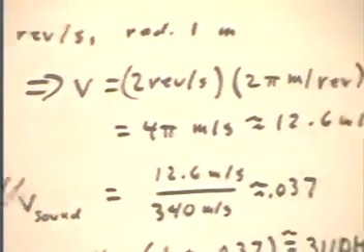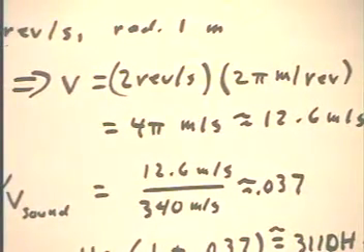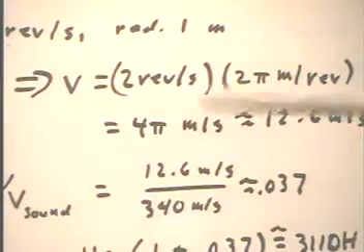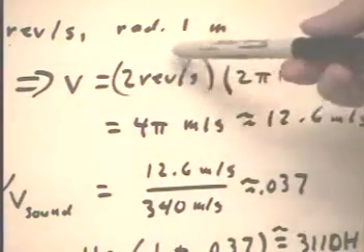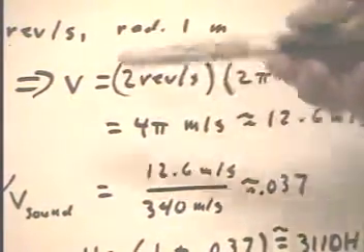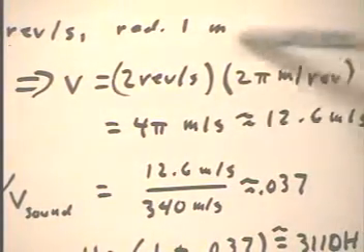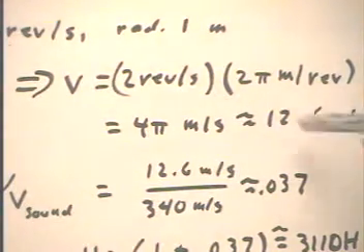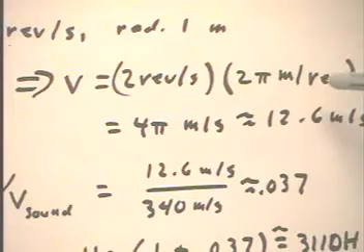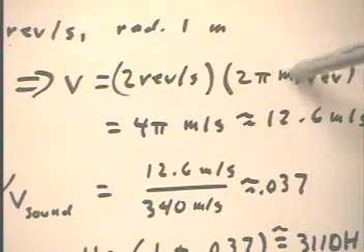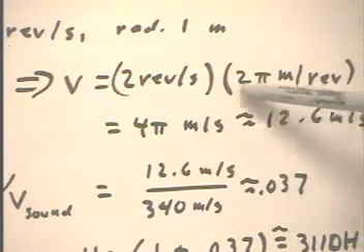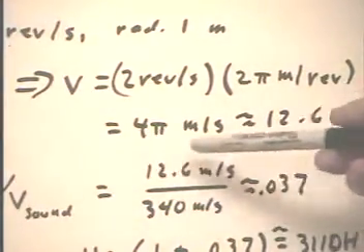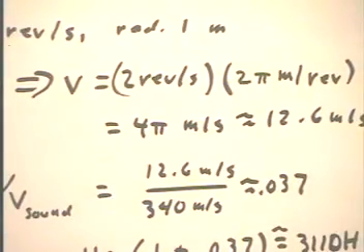Then the question is, what's the velocity of the buzzer as it goes around the string? The velocity is going to be the product of the frequency, which is 2 revolutions per second, times the distance we travel per revolution. Okay, the distance around a 1 meter circle per revolution is 2 pi times the radius, which is 2 pi times 1 meter. So 2 revolutions per second, moving 2 pi meters per revolution, moves us at 4 pi meters per second, or about 12.6 meters per second.